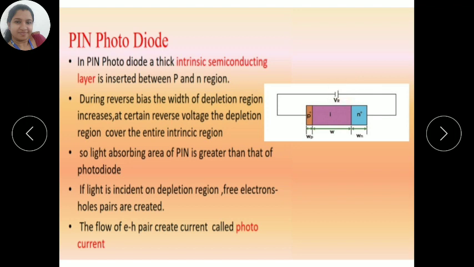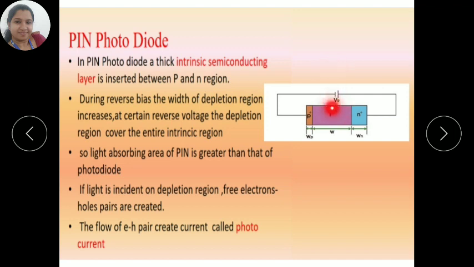What happens to a circuit? The depletion layer, the width of depletion layer increases. And at some point, the width of this depletion layer, here it is given that during reverse bias, the width of depletion region increases and at certain reverse voltage, the depletion region covers the entire intrinsic region. That means the width of depletion region becomes equal to the width of intrinsic material. Hence, the incident light energy is incident on this depletion region.